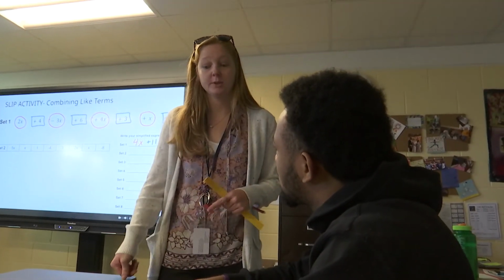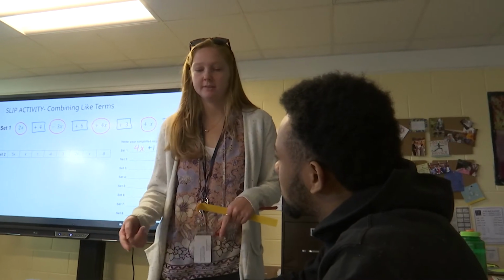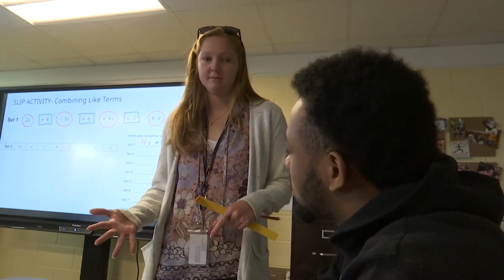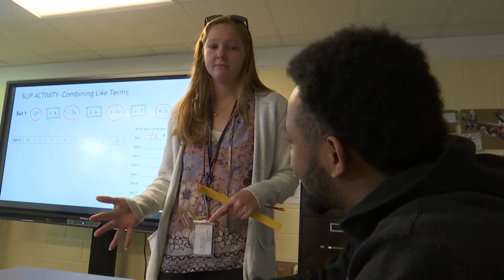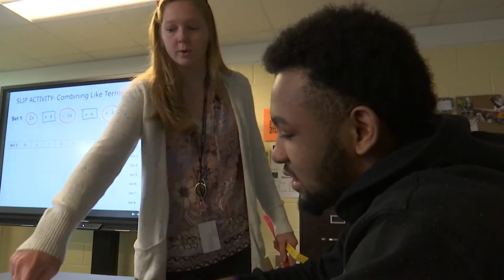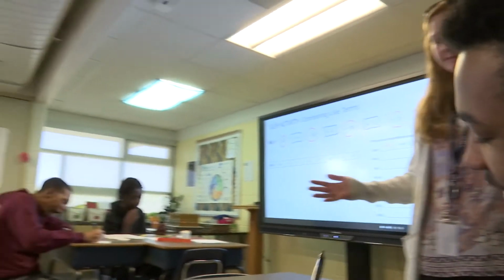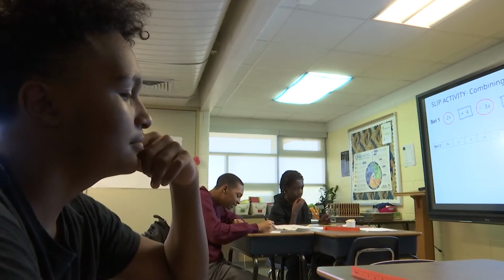So we just had 4x. So what's 4x plus 1x to give us? Those are not like terms you actually combine. Yeah, 5, right? So what do we write? How many x's do we have? 5x. That's it. You got it.